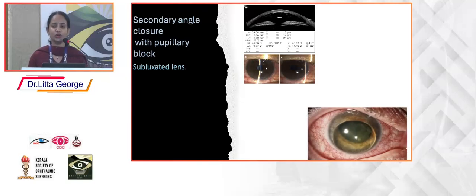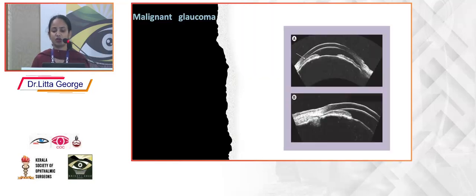In a dislocated lens in the anterior chamber, it can cause a pupillary block. Laser iridotomy is a temporary measure, but the definitive management is the lens removal. In malignant glaucoma, always do a laser iridotomy. First, eliminate any coexisting pupillary block, then only you think of malignant glaucoma and the further management.